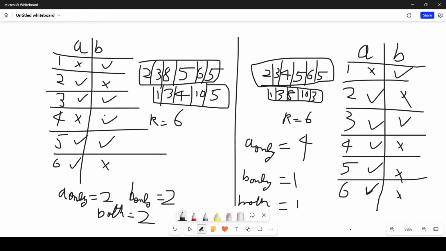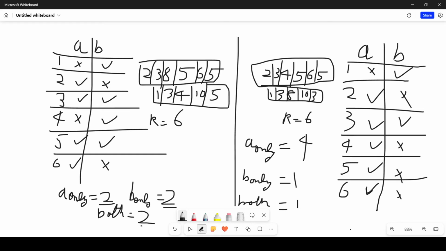Now all the integers that are present only in a we have to take from a, because we can't get them from b. It has to come from a. So these 2 integers have to be taken from a. Similarly, these 2 integers have to be taken from b. So we already have 2 integers from a and 2 integers from b, and we need to take 1 more from a and 1 more from b.